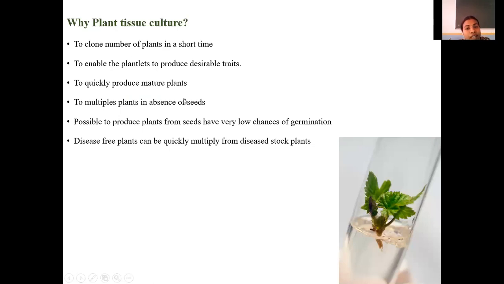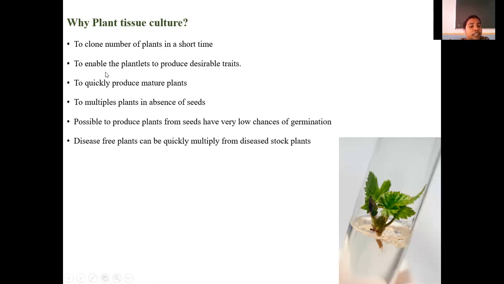So there are a variety of applications and reasons why we are using plant tissue culture: to clone a large number of plants in a short time. If you leave it to nature in the soil, you can't get many plants within a short duration of time. It will take time because abiotic factors and some environmental factors also have effects on the plant, so that alters the maturation time. So by using plant tissue culture, you can produce more plants within a short duration of time.